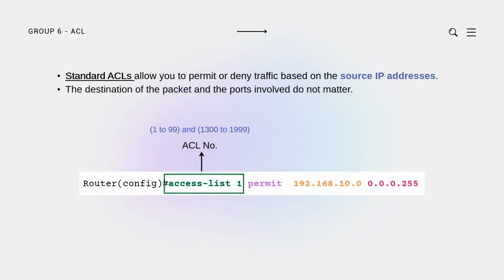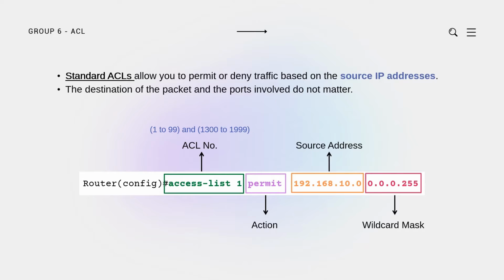The next part is the action. Either you want to permit or deny the traffic. Then we have the source address. And the last part is the wildcard mask, which I will explain later. To summarize this rule, this will permit any traffic from the source address 192.168.10.something.